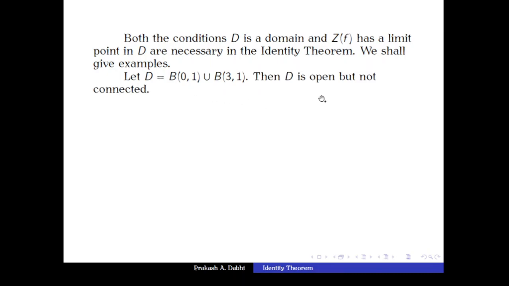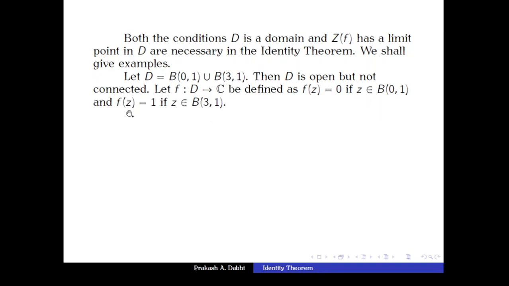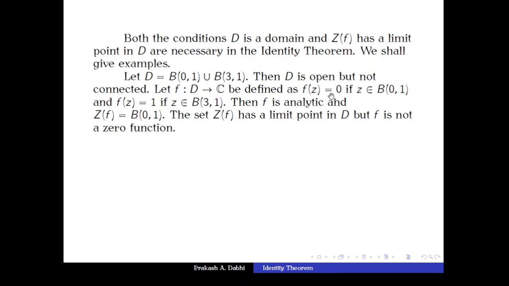Right, now we define a function f from D to C by f of z equal to 0 on the first ball, and we define f of z to be 1 on the second ball. Then f is analytic on D. One can see that f is 0 only on the set B(0,1), and that means Zf, the set of zeros of f, is B(0,1). Now the set B(0,1) has a limit point, namely 0, which is in the open set D, but the function is not identically 0.